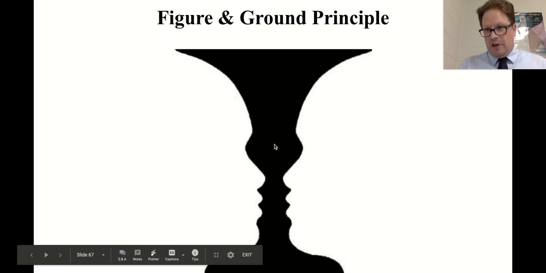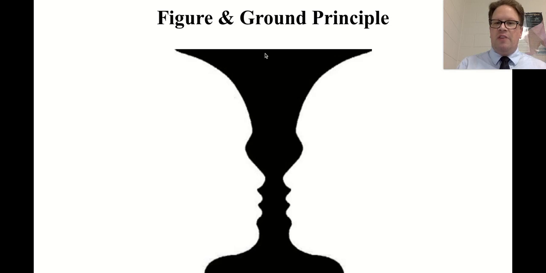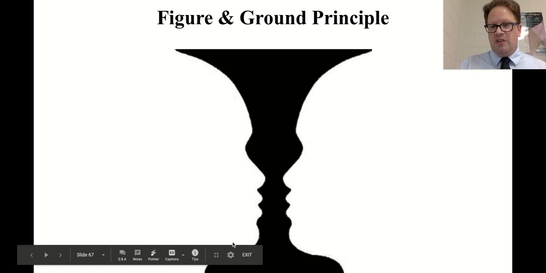So this is another kind of ambiguous figure that we're going to be looking at here. So is this a vase? If you see a vase, then this is your figure, and then the white around it is the ground. But if instead you are perceiving this as two faces looking at each other, then this becomes the figure, and then the black section becomes the ground.